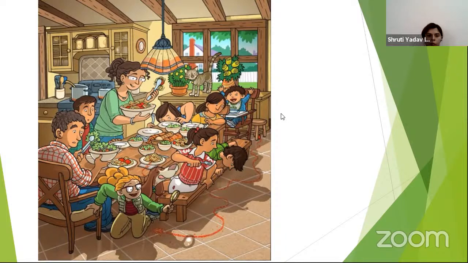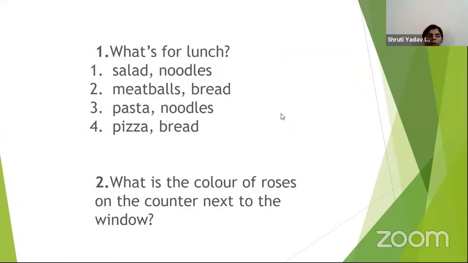Okay. Coming to the questions for this. What's for lunch? Salad and noodles. Salad and noodles is correct. Okay. What is the color of the roses on the counter next to the window?